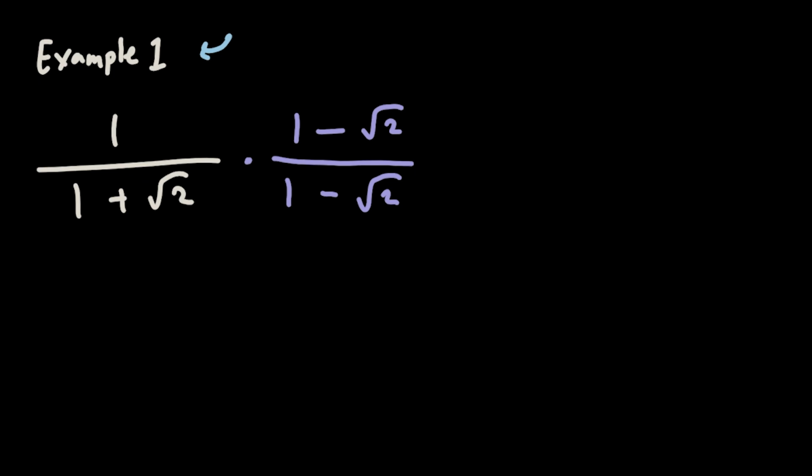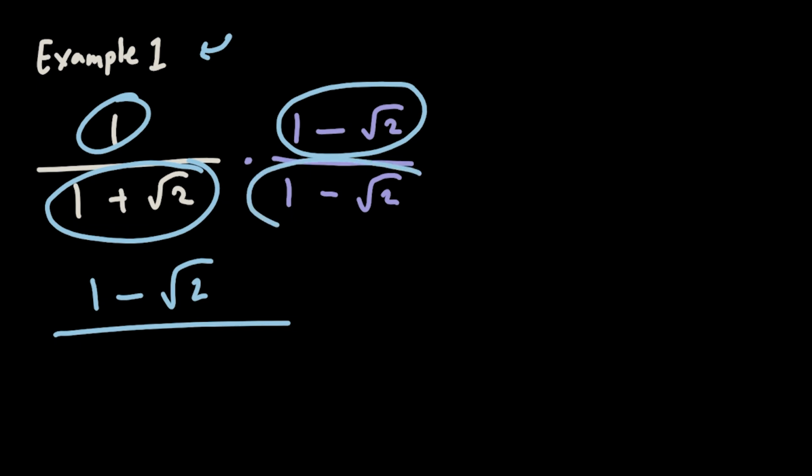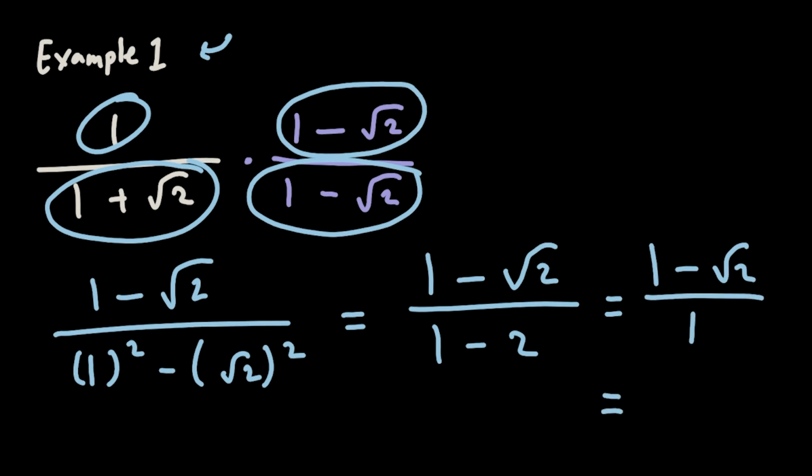So we will have here 1 multiplied by 1 minus the square root of 2, which is 1 minus the square root of 2, over 1 plus square root of 2 multiplied by 1 minus square root of 2. We will have 1 squared minus the square root of 2 squared, and that equals 1 minus the square root of 2 over 1 minus 2, and that equals 1 minus square root of 2 over 1, and that equals 1 minus square root of 2. And this is the final solution.